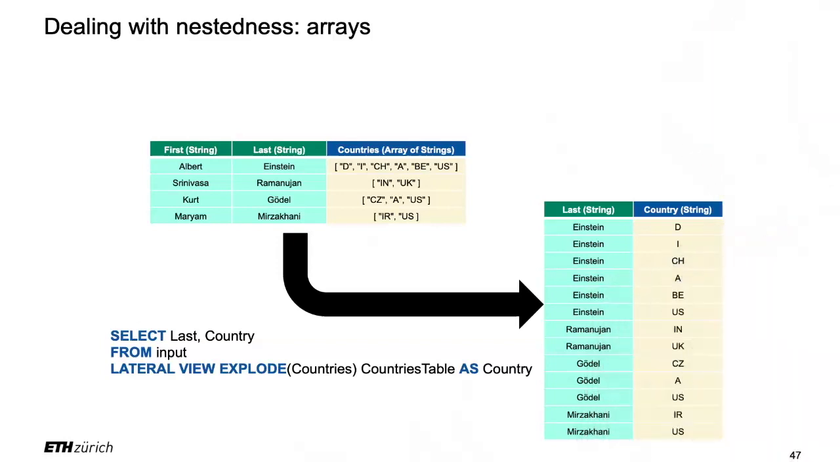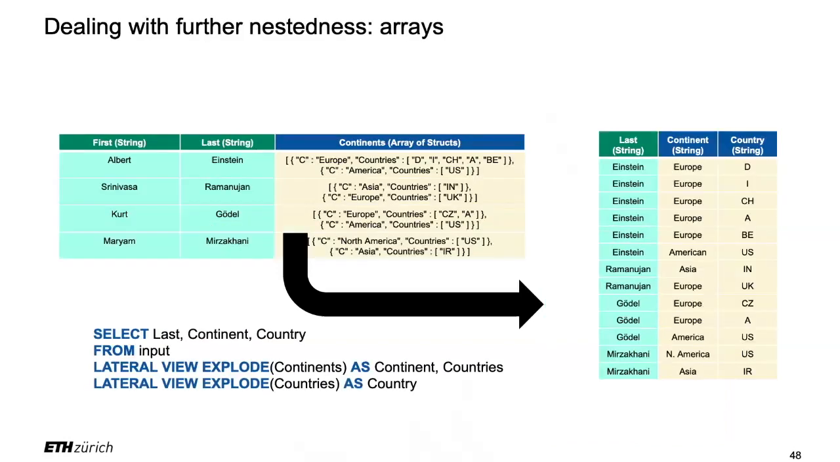Why am I telling you that? Because the moment you have a lateral view, you know that when you have a join, you can do multiple joins, right? You can join with a 3rd table, with a 4th table. And so you can do the same with lateral views. So imagine that now we have something more complex where we have even more nestedness. Right now we have continents, and in every record we have a continent. And inside that continent, we have a list of countries. In that case, for Einstein, Europe and America. And in every continent, there is a list of countries. Right now we have the US in America, and then we have Germany, Italy, Switzerland, Austria, and Belgium probably in Europe, right? So now you have 2 levels.